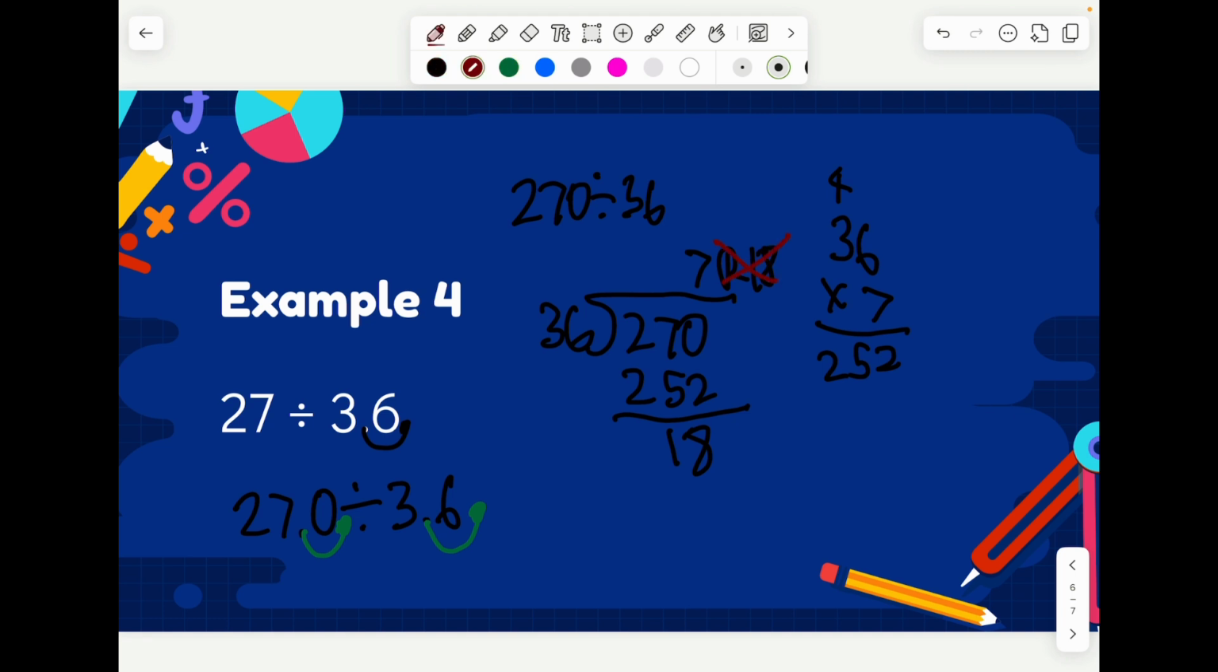That's not how we want our answer. Because remember, we want decimals in our answer. So what we do in this case is we write 0.0. And we just treat the 0 like any other number, as if there was no decimal point. So we can bring down the 0. And I think 36 times 5 should be 180. Yeah, so this is 5. And we just add in a decimal point. And this means that the answer to our problem is 7.5.